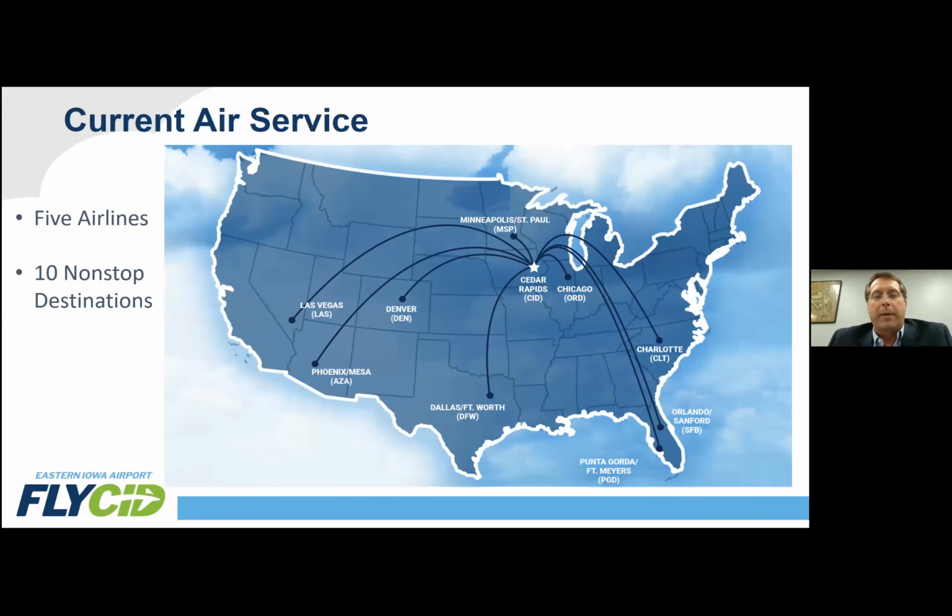Our current route map is there. We remain at 5 airlines, 10 nonstop cities. So we're weathering the storm relatively well as some of our peers out there are losing some of their service. We've been able to hang on to all 5 airlines. So that really continues to be a testament of the region and the strength, I think, of the regional economy, the investment in the region that was occurring before COVID hit.